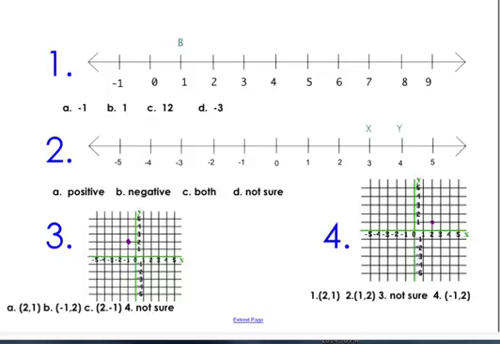And last, number 4, again, this purple plot point over on this coordinate grid here, is it located at 2, 1, 1, 2, you're not sure, or -1, 2. Take your time, go back and look at the quiz problems again if needed, and write your answers down in your composition notebook, and then transfer those answers onto the quiz answer sheet that's linked to this page.